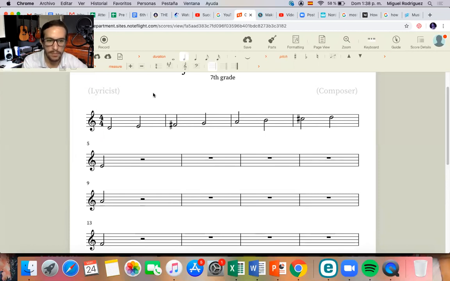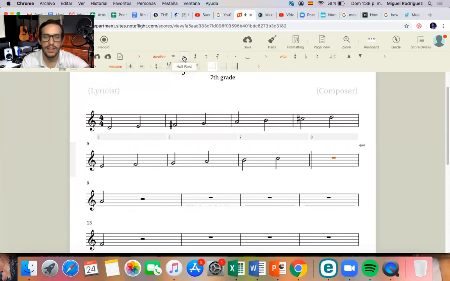Okay, so E, F, G, A, B, C, D, and E. Okay, again, so that's the first step. But now we have to put the sharps.